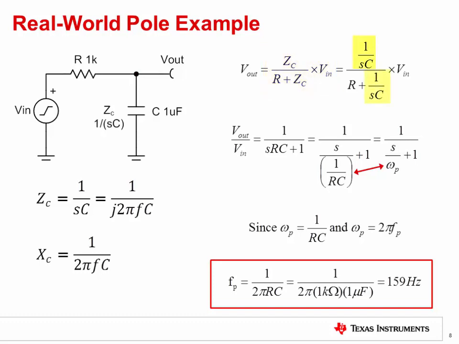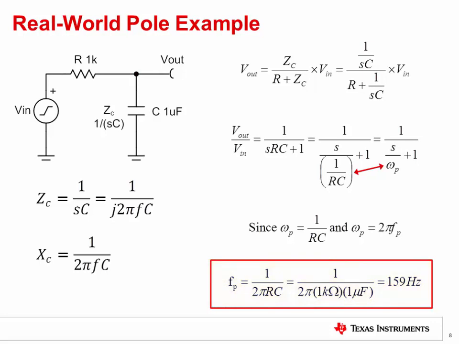Substituting 1 divided by SC for ZC and simplifying yields the standard equation for the pole. By inspection, you can see that the pole frequency, omega p, is 1 divided by RC. Omega p is an angular frequency, and it can be converted to hertz using the relationship omega p equals 2 times pi times fp. The final equation for frequency is given as fp equals 1 divided by 2 pi RC. Plugging in the values for this example gives a pole frequency of 159 Hz.